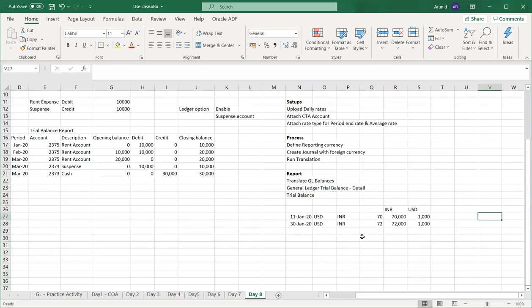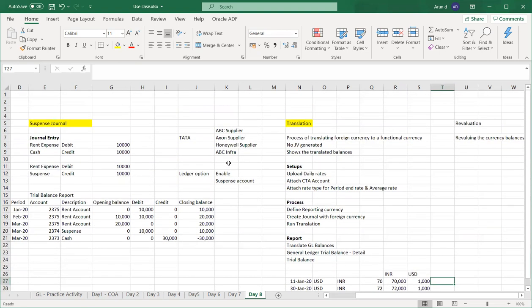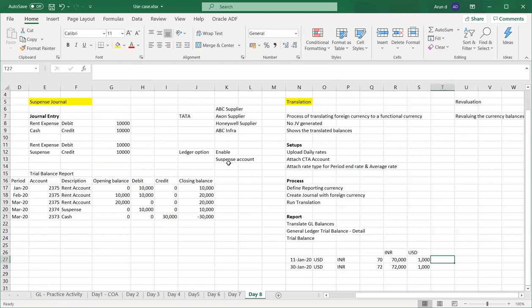Can I ask you a question here? Yes. When you said USD to INR, who is using the USD and who is using INR here? Let's say my company is Tata. Then are my transactions in INR or in USD? That's my confusion. No, Tata is my company.